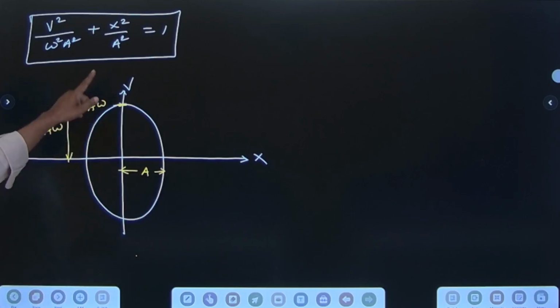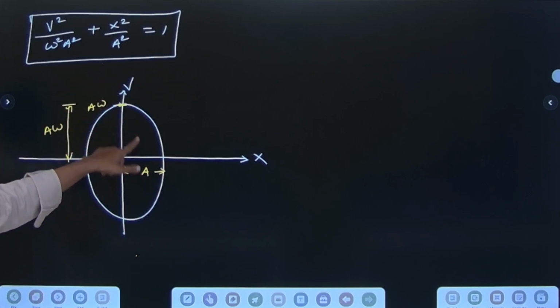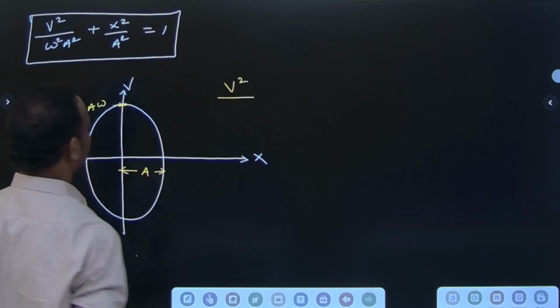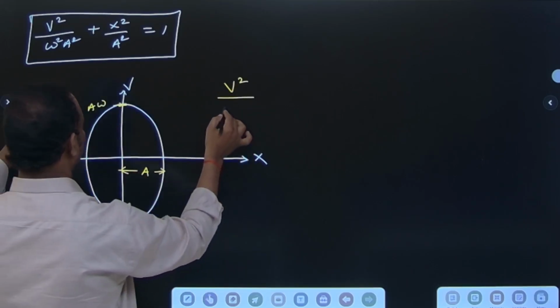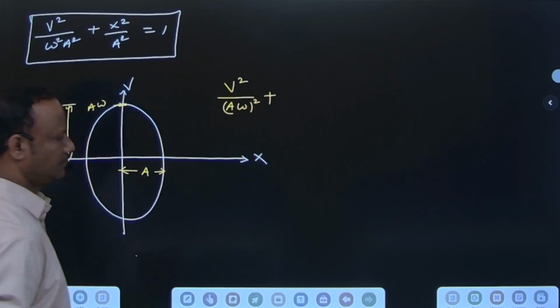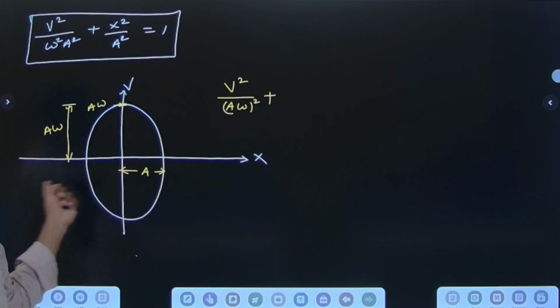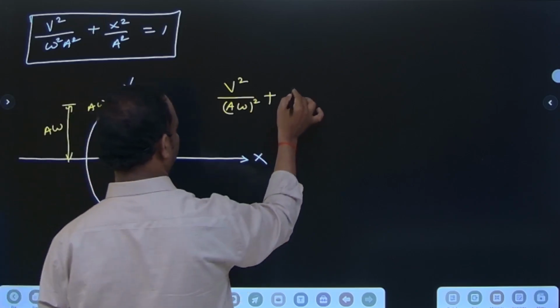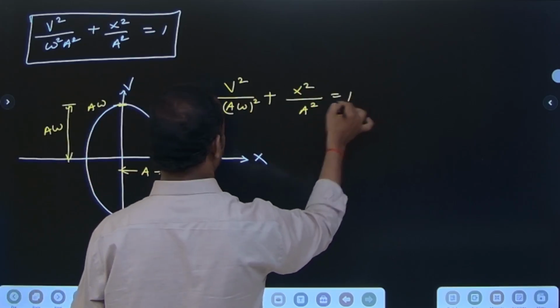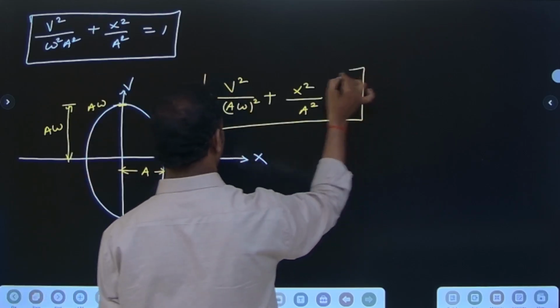Yes. What is there along with the y-axis? V. Correct? V square by A omega whole square, plus along the x-axis, x square by A square is equal to what? 1.